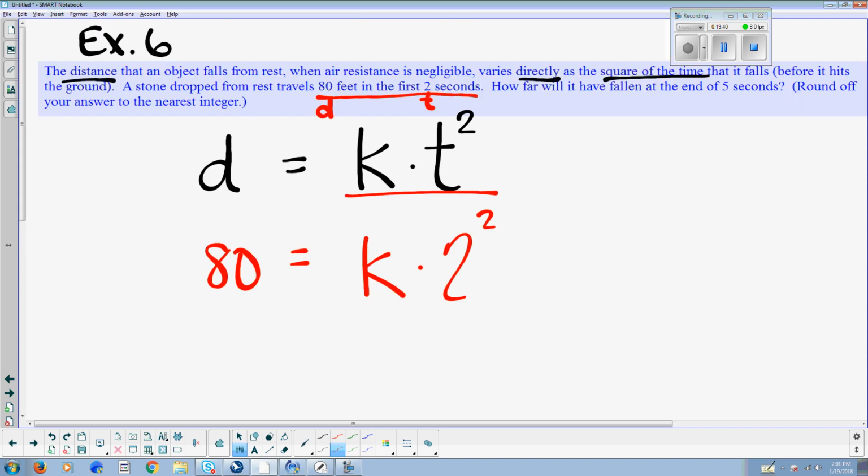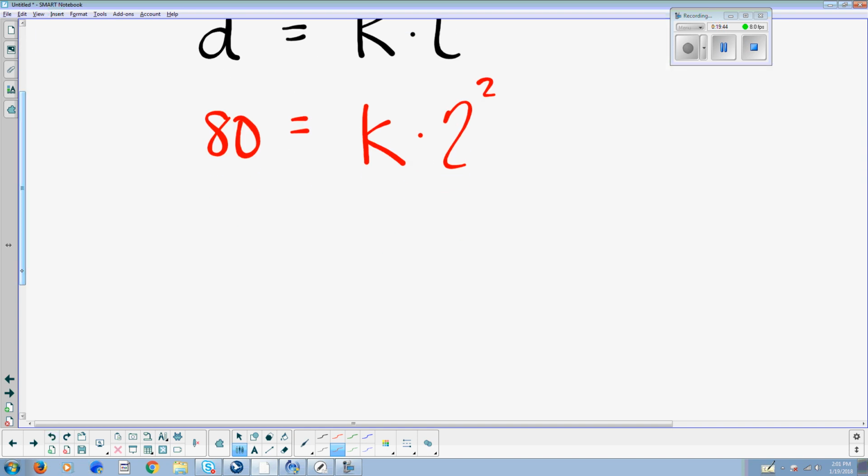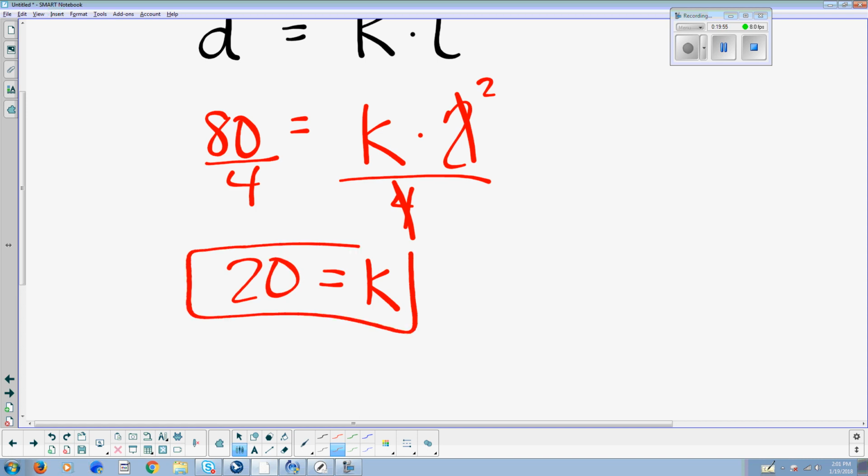So 2 squared we know is 4, so I divide by 4 on both sides. Then 80 divided by 4 is exactly 20. So K is 20.